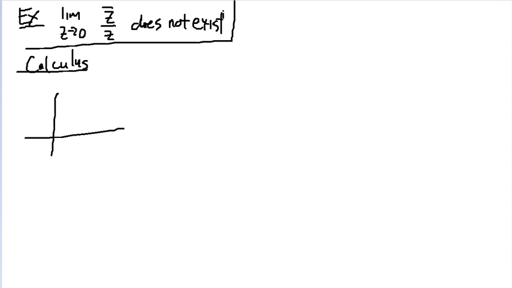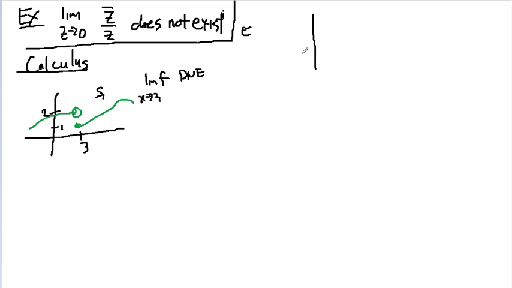If I have a function that looks like this, and this might be the point 3, this is 1, and this is 2, here we say that the limit of f as x approaches 3 does not exist. Why do we say that? Because the limit from one direction is 1, the limit from the other direction is 2, and they don't agree.